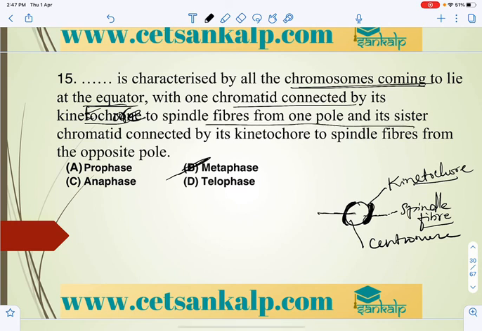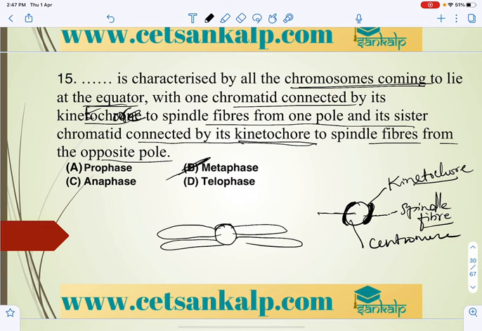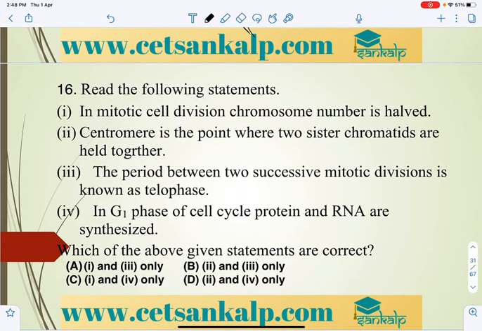So spindle fibers from one pole, and its sister chromatid is connected by its kinetochore to spindle fibers formed from the opposite pole. So if this is chromatid 1 and this is one more, and this place is the centromere and this is the kinetochore, then from each pole the spindle fibers go to the kinetochore, and from the other spindle pole to the kinetochore on the opposite side. That is the characteristic of metaphase.